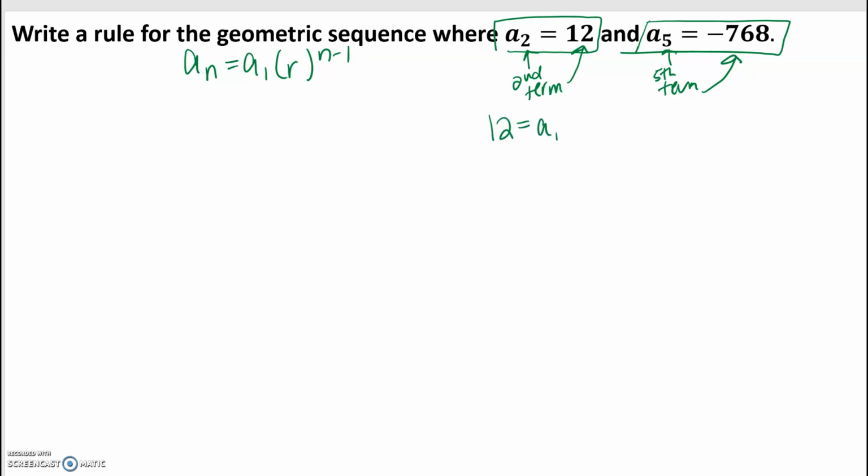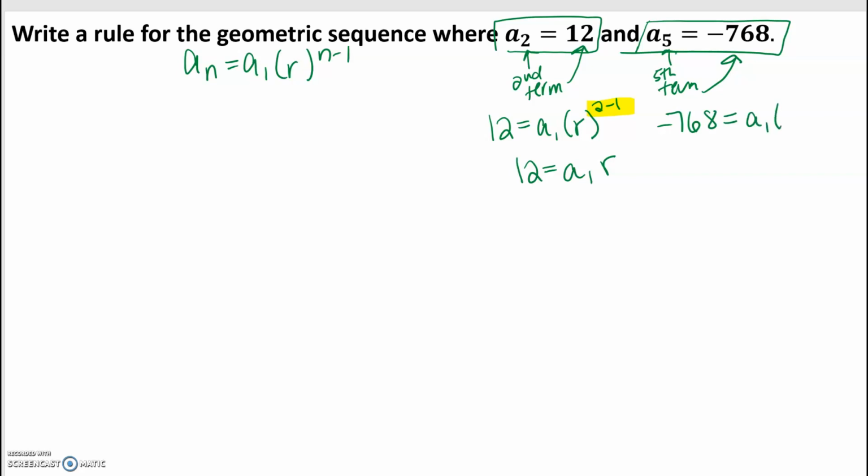I don't know what my first term is or what my ratio is, but I do know that the term number is 2. So I'm going to simplify right there my exponent. So I know 2 minus 1 is just 1. So this is the same thing as 12 equals a sub 1 times r. Okay, and then I'm going to do the same thing for the next term. So I know this one would be negative 768.